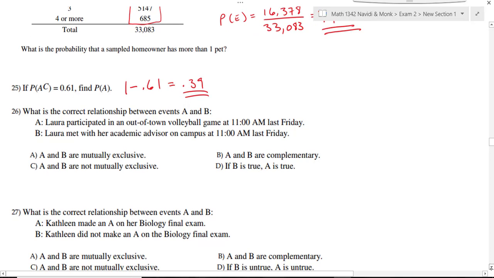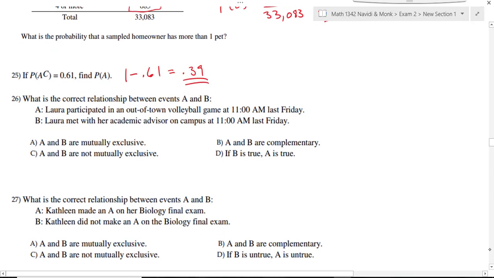Number 26. What is the correct relationship between events A and B? Event A is Laura participated in an out-of-town volleyball game at 11 a.m. last Friday. Event B is Laura met with her academic advisor on campus at 11 a.m. last Friday. Can she be in both places and do both things at the same time? No. Since they can't happen at the same time, we would say that they are mutually exclusive. Mutually exclusive just simply means there's no overlap. There's nothing in common. If they can't happen at the same time, there's no overlap.